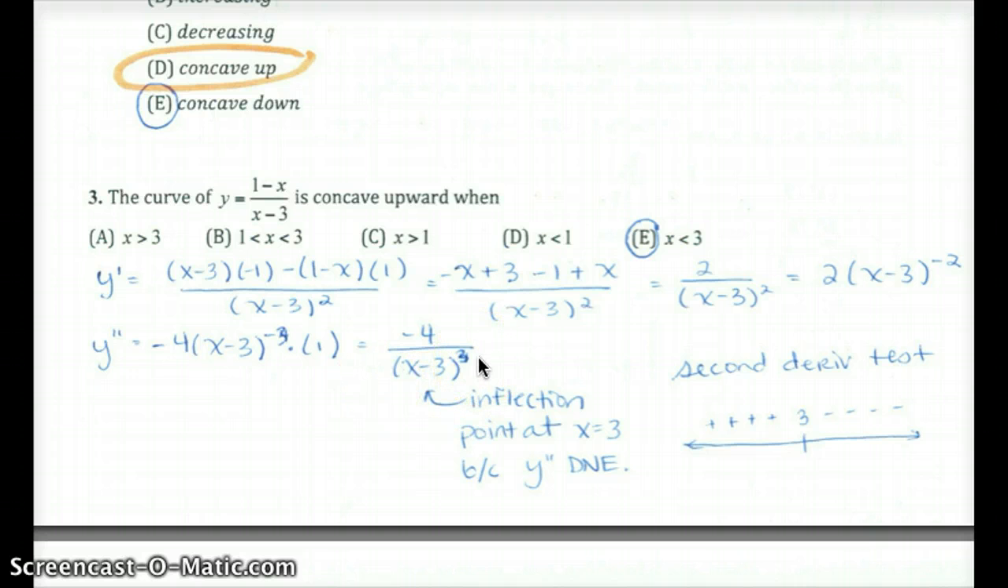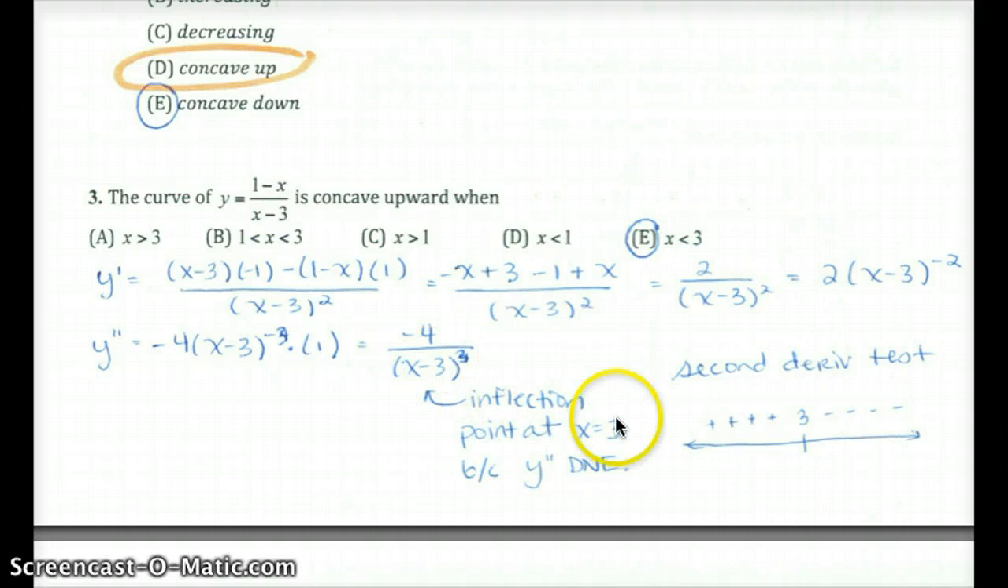and I asked myself the question, where does this second derivative equal 0 or not exist? It's impossible for this to equal 0 because the numerator is never 0. It is possible for this to have a DNE value because a fraction is undefined if the denominator equals 0. So the denominator would equal 0 at x equals positive 3. And then I can confirm which half is concave up by using the second derivative test.